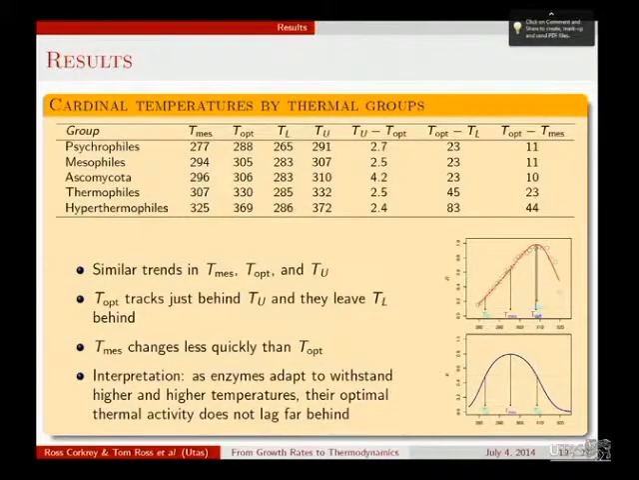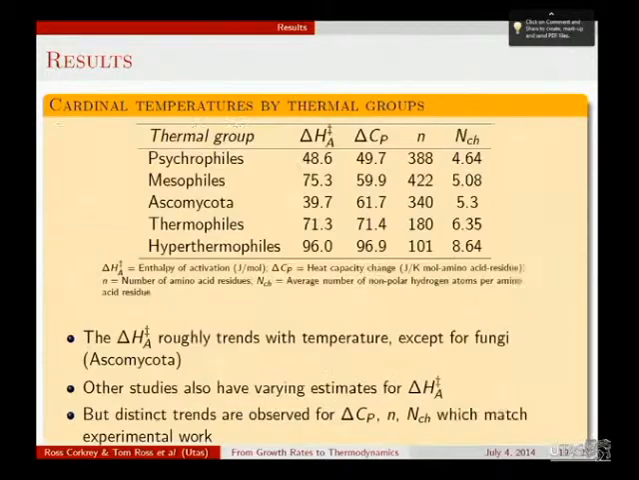It's as if it's on the edge of catastrophe. It can't go any faster. It's really pushing that boundary. And it's leaving way behind the TL, which becomes increasingly distant from it. The Tmes is central to the whole thing. So as enzymes adapt to higher and higher temperatures, their optimal thermal activity is very close to what the protein can actually do, assuming that there is just this one protein.